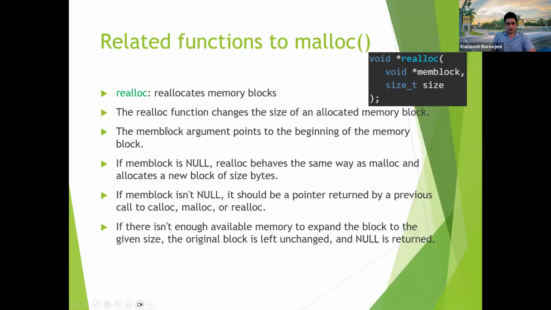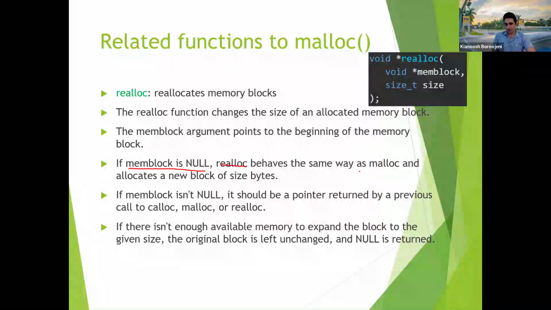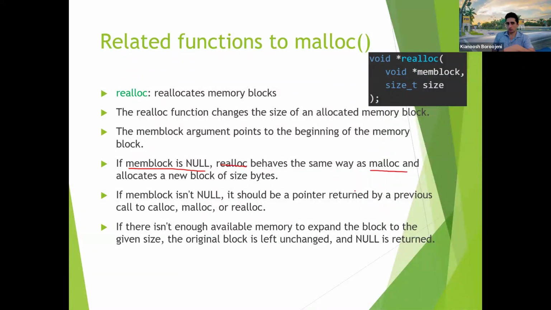Remember the following. The realloc function changes the size of an allocated memory block. The memblock argument points to the beginning of the memory block that you want to change its size. If the memblock is null, remember what memblock was? The first parameter of the realloc function. If the first parameter is null, then realloc behaves exactly the same way as malloc. So if you want to imitate the behavior of malloc using realloc, pass null as the first parameter.